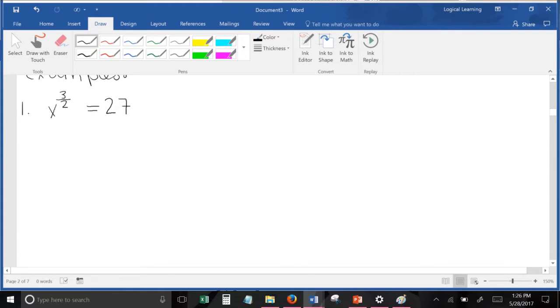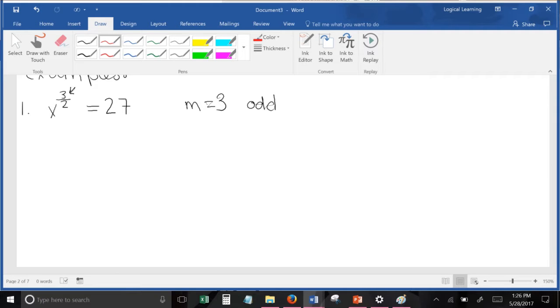So we're going to start with a pretty straightforward one. If we have x to the 3/2 equals 27, what do we do? First we'll look at m. Well, m, that's our numerator here. That's 3. So since it's odd, we don't have to worry about the plus or minus. So we can go ahead and solve without worrying about that.